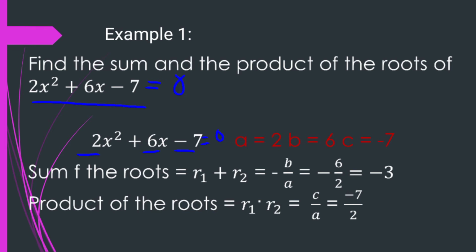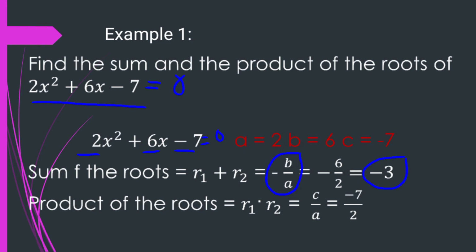So, for the sum of the roots, again, substitute the value of b over the value of a. So, negative b over a. Negative, the value of b is 6, and the value of a is 2. Negative 6 over 2. So, negative 6 over 2 is equal to negative 3. This is now the sum of the roots.